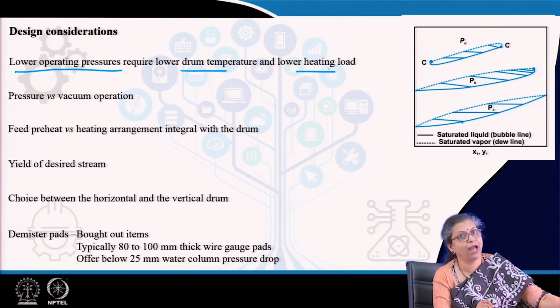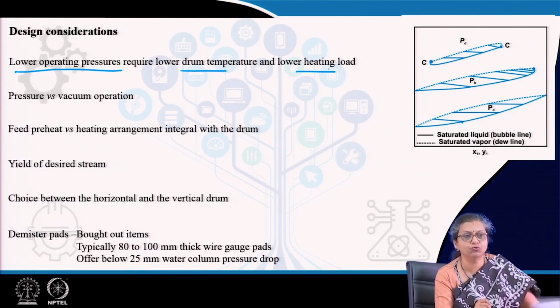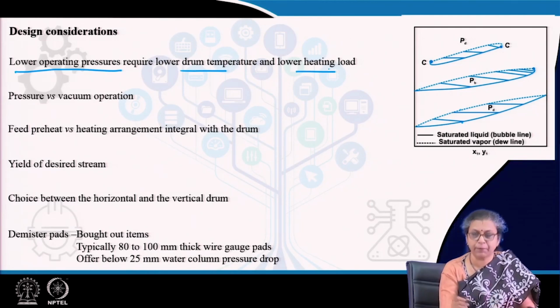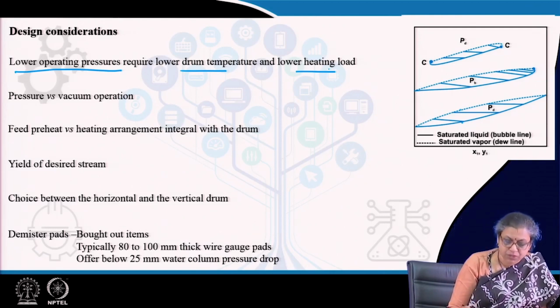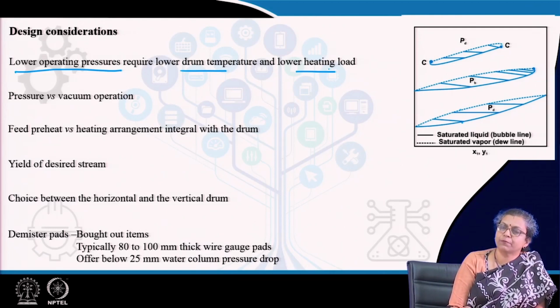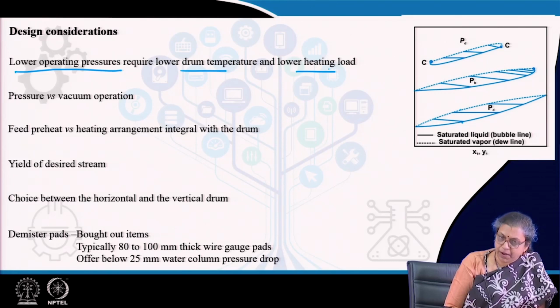But at the same time, you have to remember that if you have to go to pressures much lower compared to the atmospheric pressure, then in that case what happens? There will be every chance of some leakage of air into the column. Suppose you are dealing with a hydrocarbon column, then due to this leakage, there is every chance that an explosive mixture will form. So, therefore, we have to keep that in mind also.